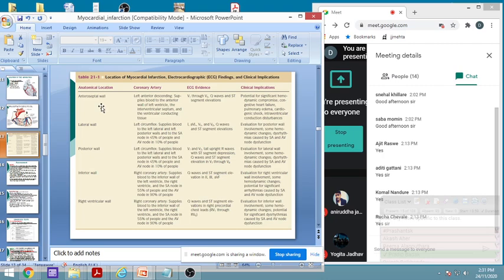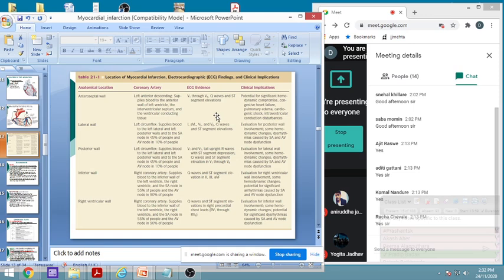First one is the anteroseptal wall, that is the anterior wall and the septum. The coronary artery involved is the left anterior descending artery, where there is a block or an atherosclerotic plaque. It supplies blood to the anterior wall of the left ventricle and also the intraventricular septum, and thus the ventricular conducting tissue. ECG will show ST elevation and Q waves. These are major in V1 to V4. Again it will be there.